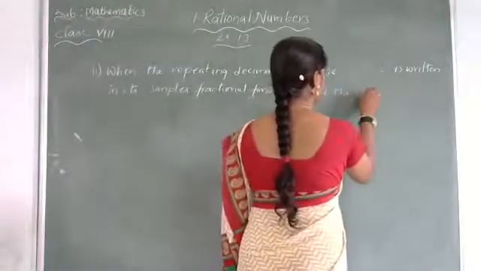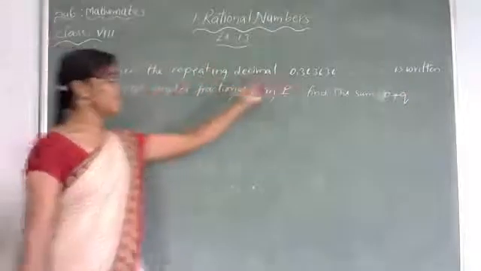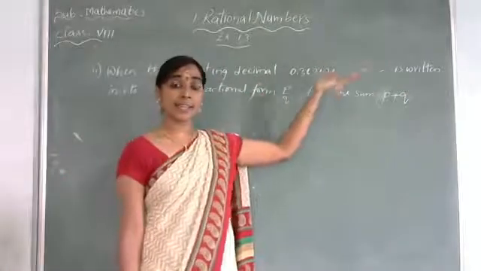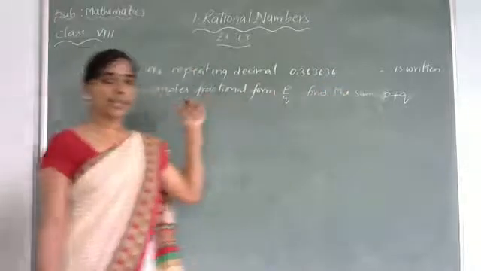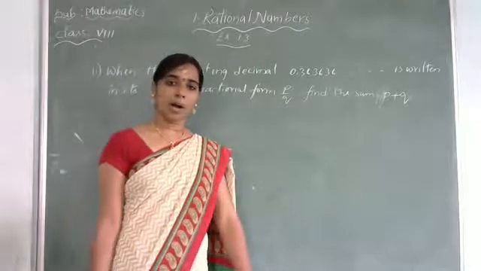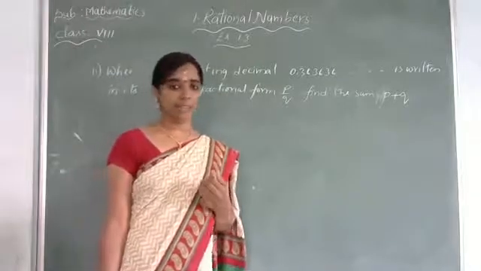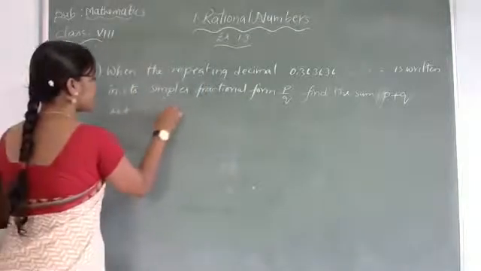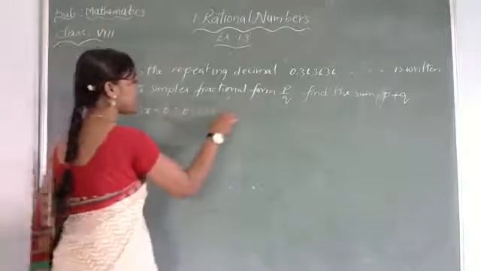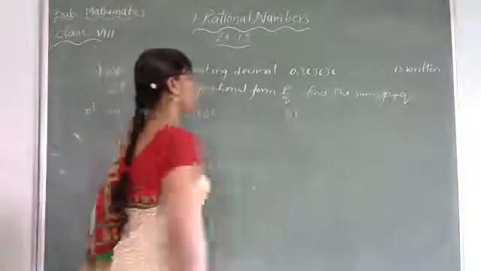Find the sum P plus Q. So see children, the repeating decimal is given, 0.3636. How will we write 0.36 bar? If it is written in its P by Q form, we will get P and Q values, no? Those P, Q values we have to add. So see children, given let x equal to 0.363636 and so on. Okay children. So this is equation 1.